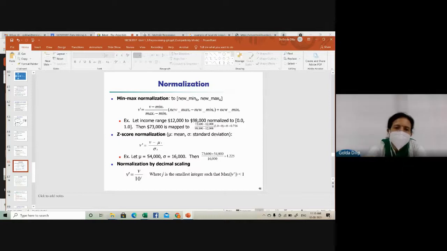So you have different types of normalization techniques. You can see here the min-max normalization technique, and some formula is being given for it. Then you have your z-score normalization. Then you have normalization by decimal scaling.